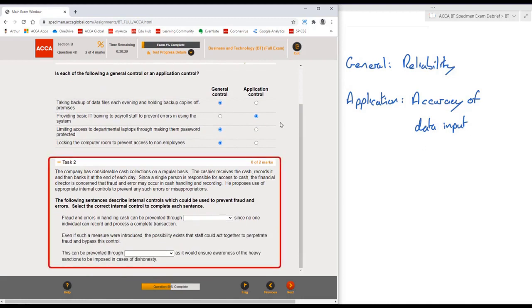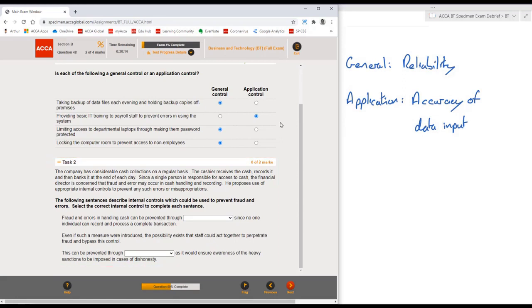Let's move on to task 2, an additional piece of scenario, and then it looks like we've got some drop-down boxes. So the company has considerable cash collections on a regular basis. The cashier receives the cash, records it, and then banks it at the end of the day. Since a single person is responsible for access to cash, the financial director is concerned that fraud and error may occur in cash handling and recording. He proposes the use of appropriate internal controls to prevent any such errors or misappropriations.